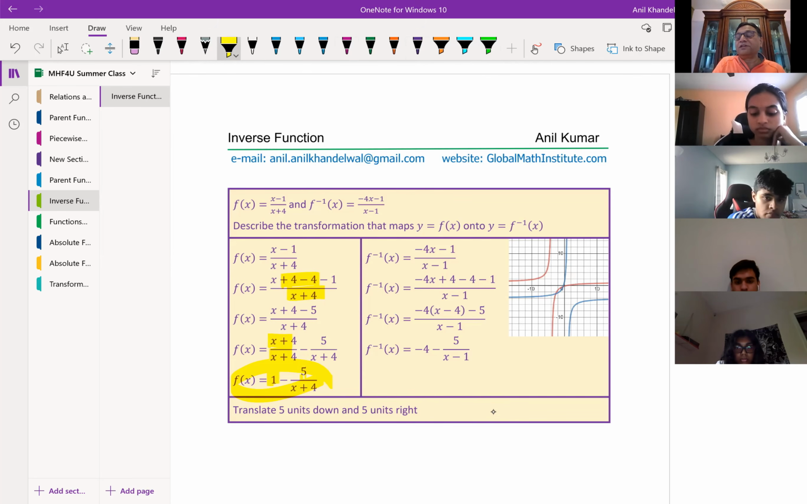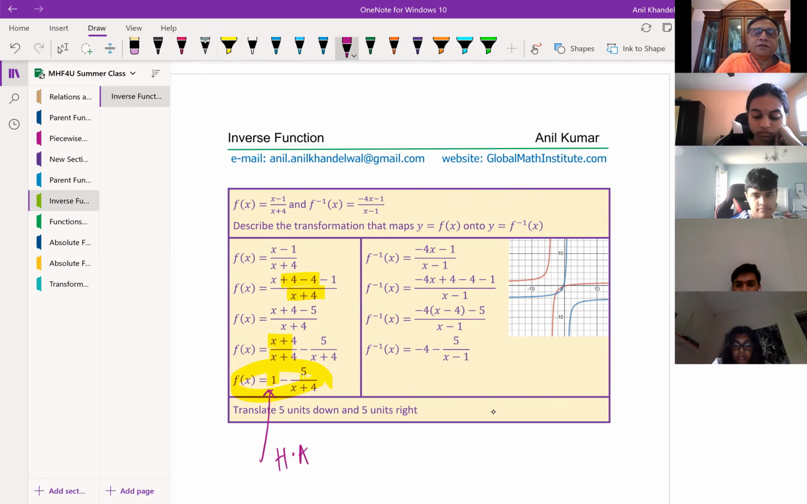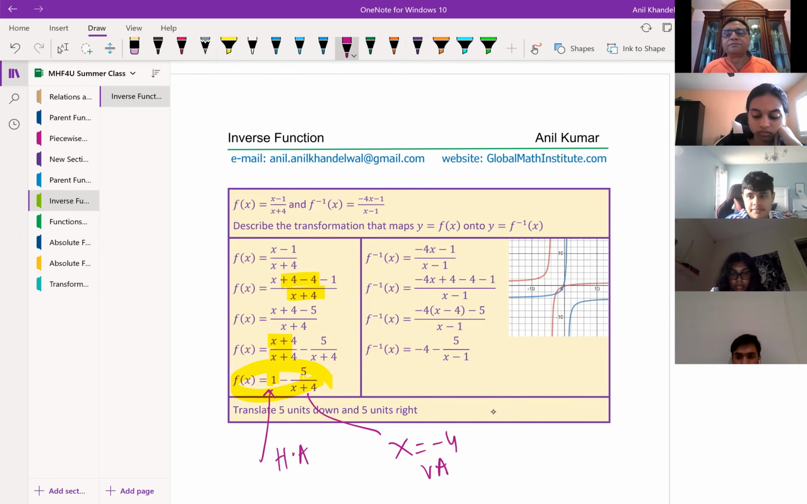I mean, this is the function. But from this function, we get domain and range. That is your horizontal asymptote, and this is your vertical asymptote. Is that clear to you? But it's a very good technique, right?